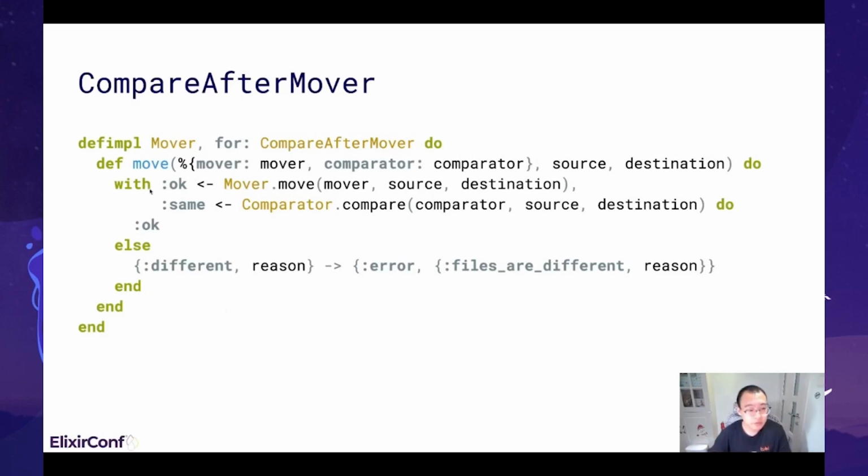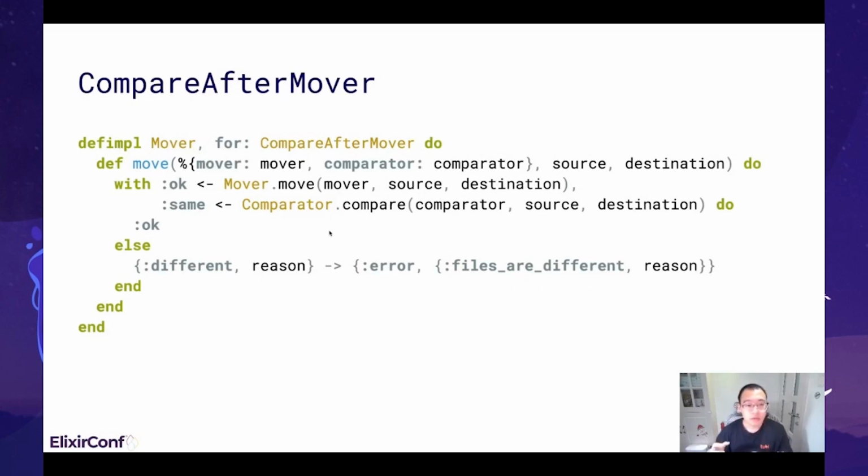So when we call a move function on a CompareAfterMover, it would first delegate this mover.move function call to the underlying mover. And if the underlying mover does its job, it would call the comparator to compare the data between source and the destination. And only when the mover successfully moves the data and the comparator says that the data are the same, this CompareAfterMover returns OK. Otherwise, if the comparator says that the data are different, it would return an error saying that the files are different, and the reason is the reason returned from the comparator.